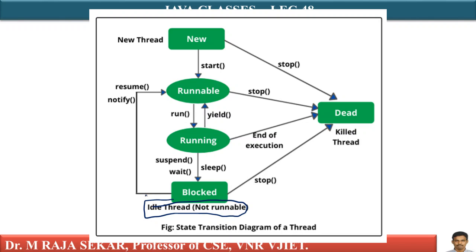What is my last state? What is the meaning of dead? Dead state. It is the final state in the life cycle of thread. A thread may die in different ways. Natural death. What does it mean? After completion of execution, the thread generally dies. That is known as natural death.